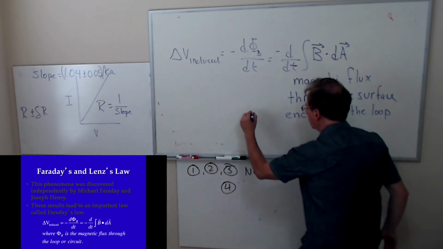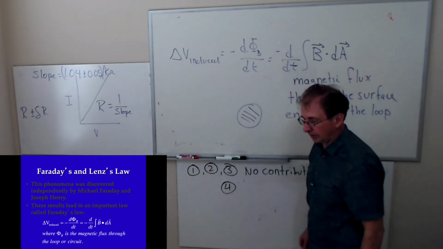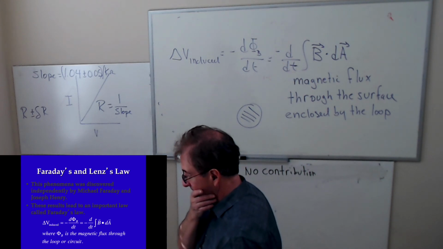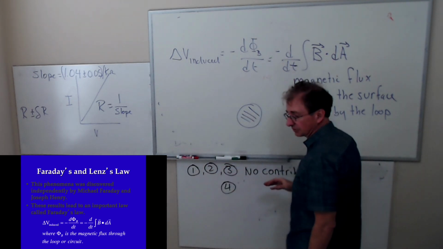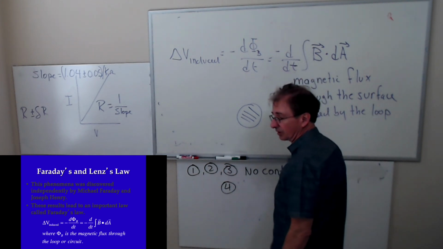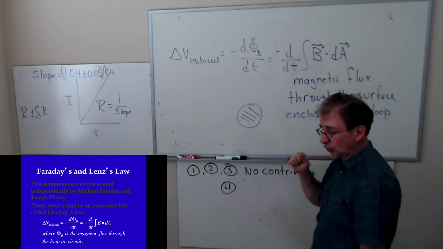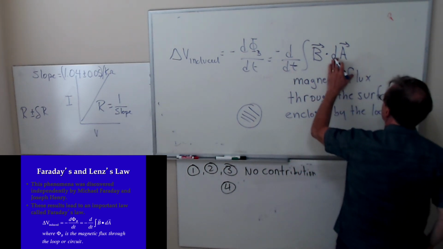So if you have a loop of wire like this, we're talking about this surface. Okay, it's an open surface. It's not a closed surface like in Gauss's law. This is the flux through an open surface. So there's an ambiguity in terms of what your normal to the surface is. So maybe I should write it this way.